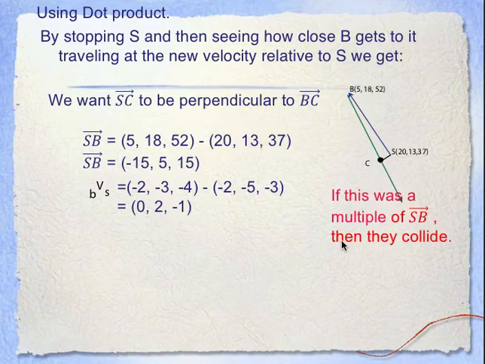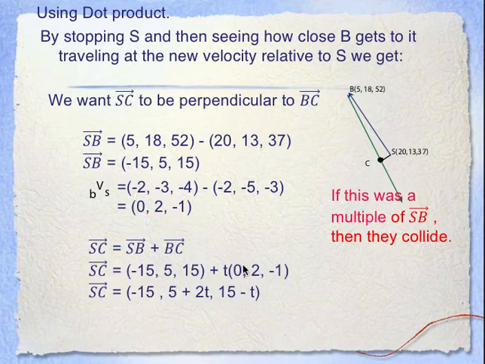Remember when we did this with 2D vectors a while ago, if they were going to collide, then this velocity would be a multiple of SB, because then it wouldn't actually be on the green line, it would be on the purple line and they would actually hit. But because we can see that's not a multiple, it's not going to be a collision, it's going to be out here somewhere. Alright, so now we want SC.